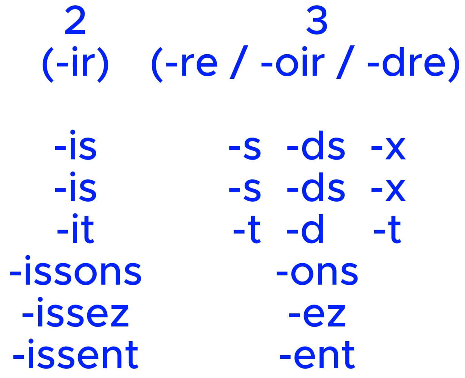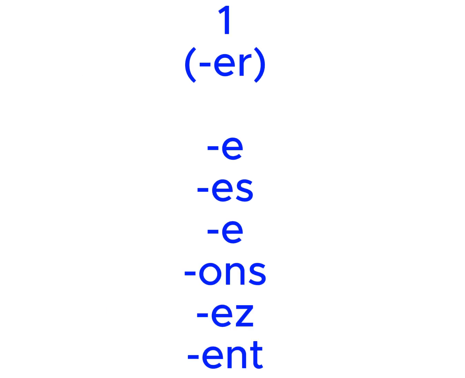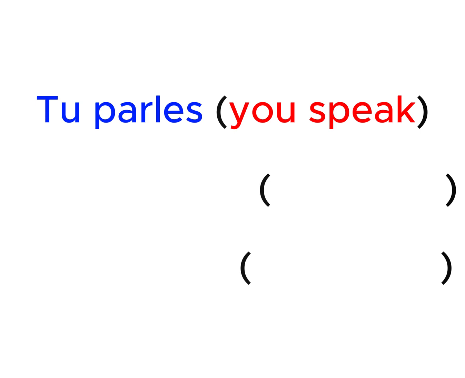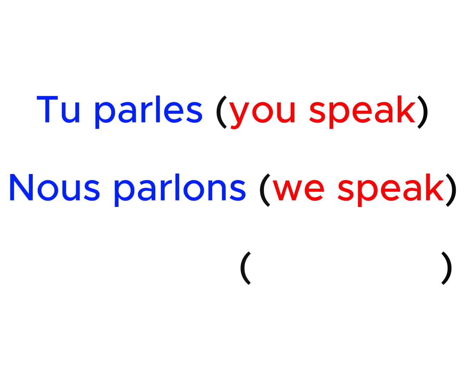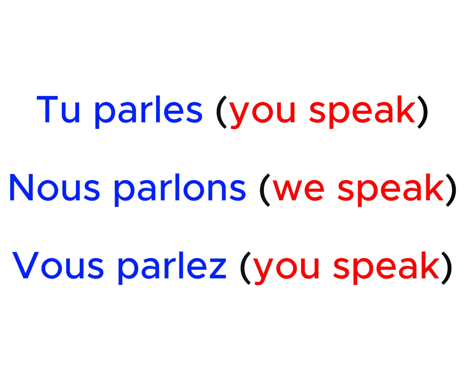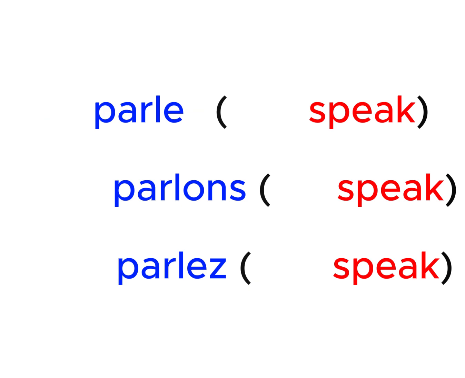Now, this kind of method works very well with verbs of the second and third group. But for the verbs of the first group, there is a small particularity. Let's look at this, using the verb to speak, for example. Tu parles. Nous parlons. Vous parlez. If we remove the subjects to establish the imperative, this is what will happen.